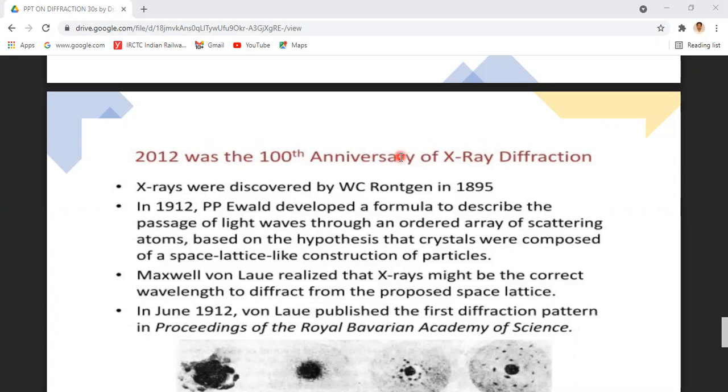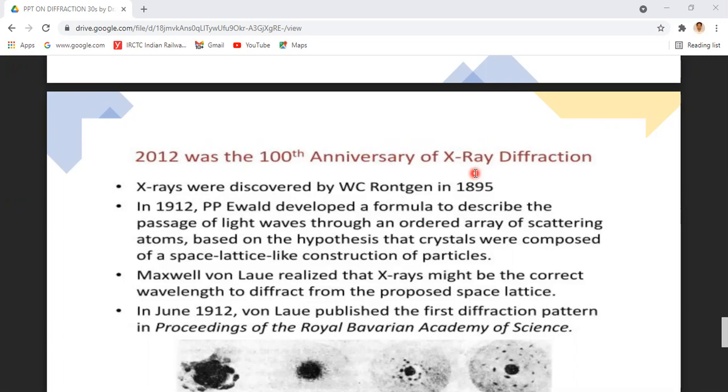Because of their high frequencies, they're highly energetic. That is UV rays, X-rays, gamma rays, cosmic rays. Here the X-ray diffraction technique is very important. X-rays are also diffracted. From which type of slits? X-rays diffract, light waves diffract.